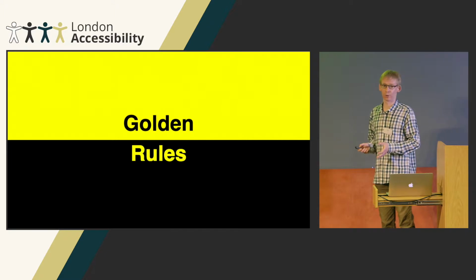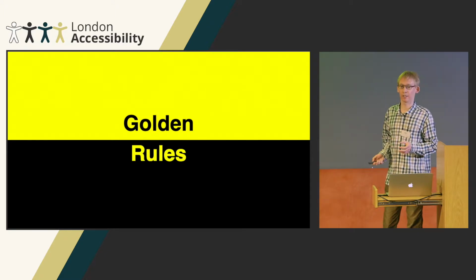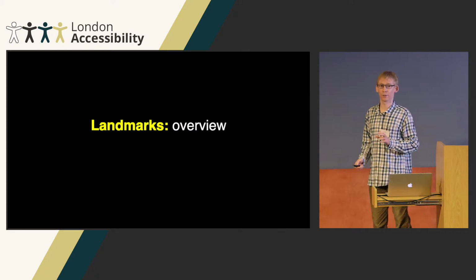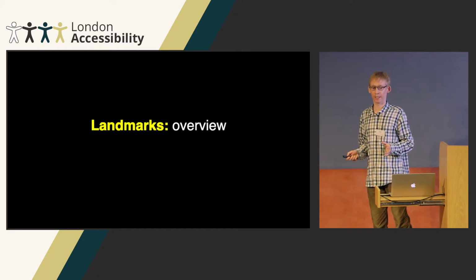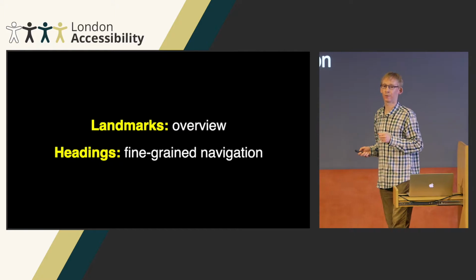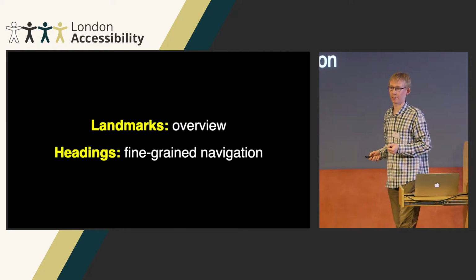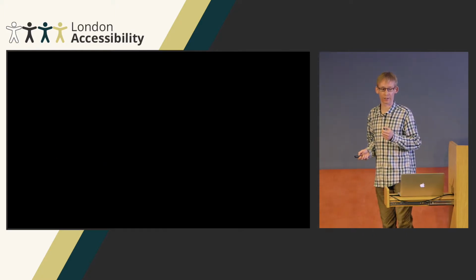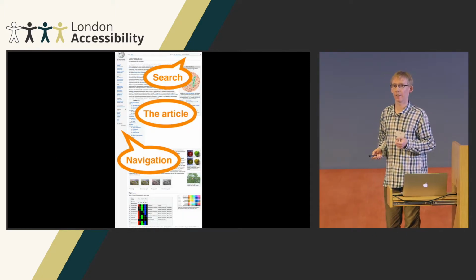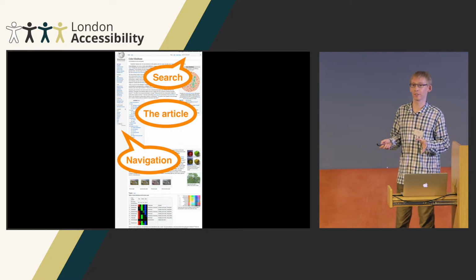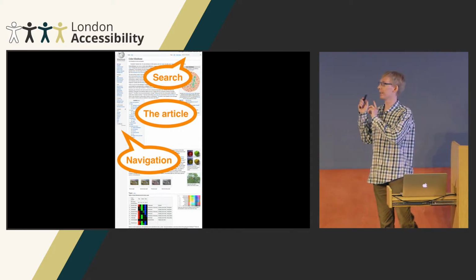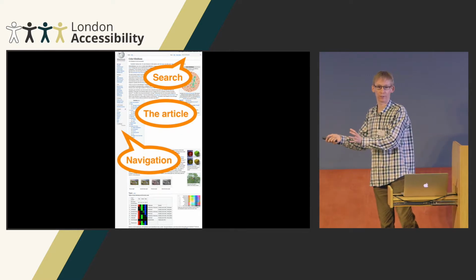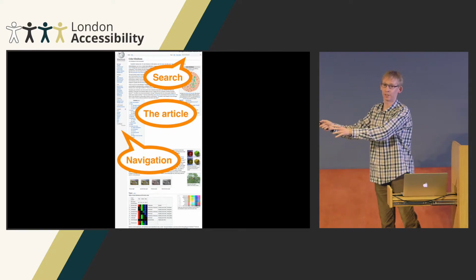So there are some golden rules about landmarks. The first one is that landmarks are for an overview of the content on the page, but headings are for the fine-grained navigation. So they're doing different things. If we go back to that example of the Wikipedia article, then the landmarks are going to broadly say something like: search is up in the top. It's not spatial, but search is there. Main content is also available, and some navigation is available.